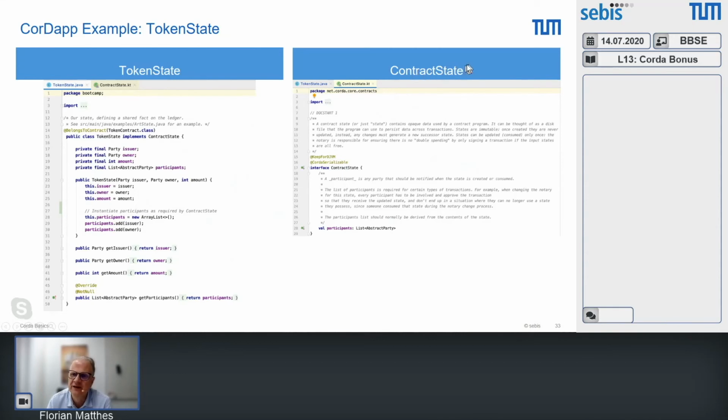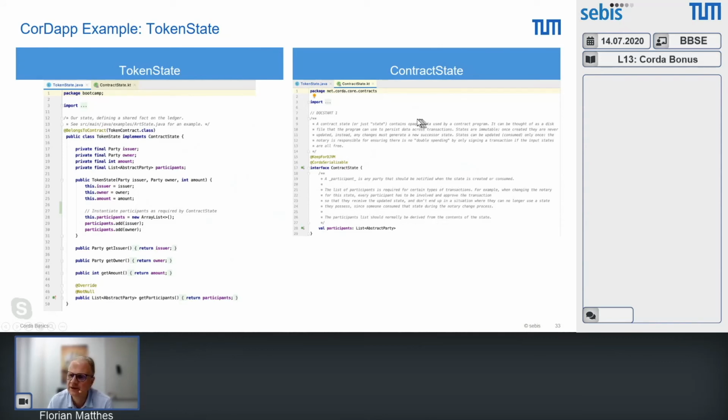Contract state is a standard interface. It's not a class, not an abstract class. It's an interface defined in the net.corda.core contracts package, which in turn also imports several things. And it defines that there's a compulsory field participants, which is a list of abstract parties, and it also defines more or less the semantics of a contract state.